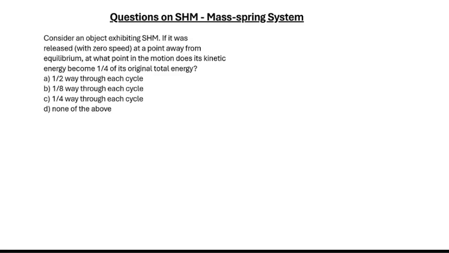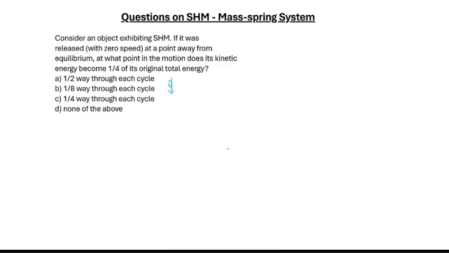It says that consider an object exhibiting simple harmonic motion. If it was released with zero speed at a point away from equilibrium, at what point in the motion does its kinetic energy become one fourth of its original total energy? What they are just talking about is that if you have a body exhibiting simple harmonic motion, like an object attached to a spring, something like this.